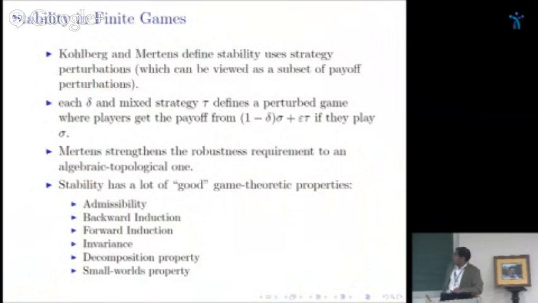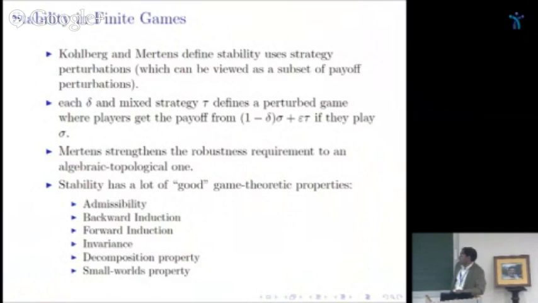So if I fix delta and I fix a mixed strategy sigma, you will only end up playing that with probability 1 minus delta. And with probability delta, you end up playing tau. Okay. That's another perturbation. This actually can be viewed as a very special case of payoff perturbations.